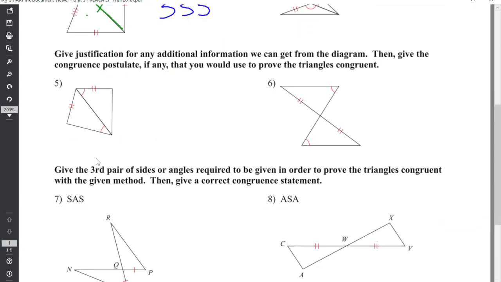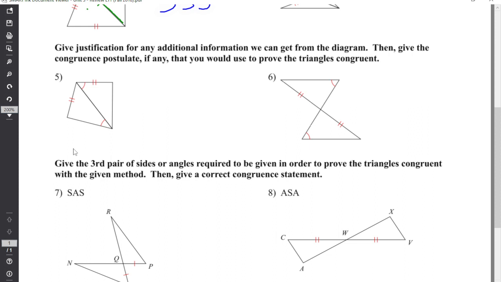On the next group of problems, it says to give justification for any additional information. All right, now we're looking for something different, but we're also looking for the congruence postulate. So we've got those 2 pieces of information. Additional information. We're looking at number 6. Remember, our choices for pieces of information are either reflexive property or vertical angles. So let's take a look at number 6 and see we have, across from each other, we've got vertical angles. So I'm going to say, hey, we have vertical angles.